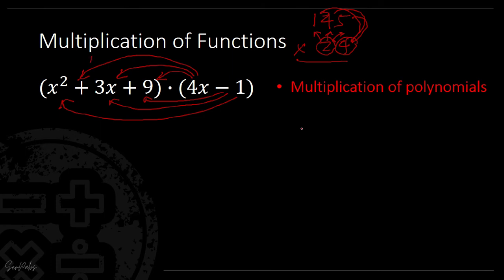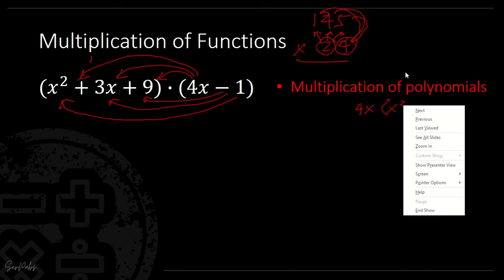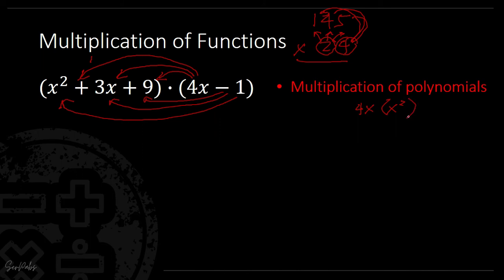So, we have here 4x times x squared. Again, multiply the numerical coefficient. 4 times 1, you have 4. Copy x, add the exponent. 1 plus 2, 3. So, meron tayong equals to 4x to the third power.